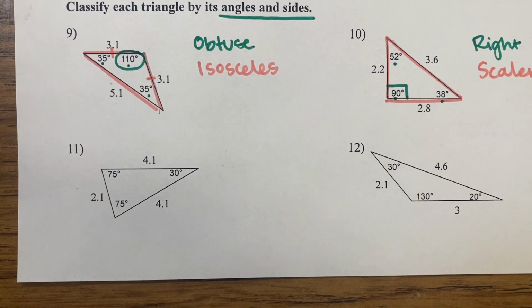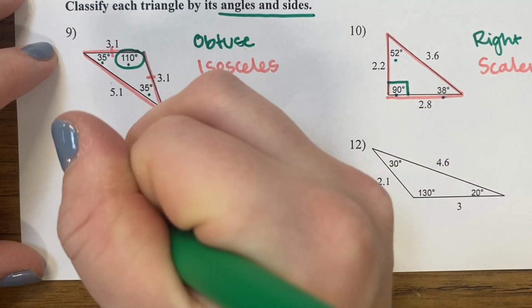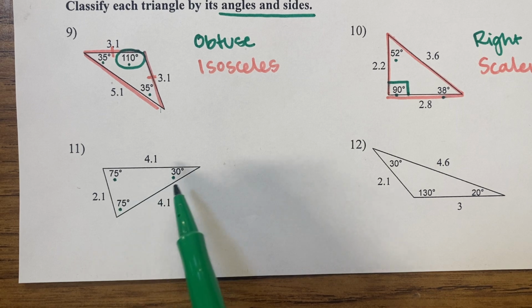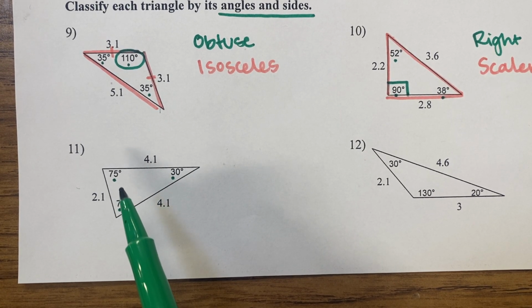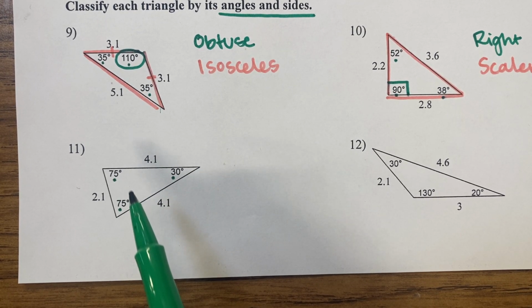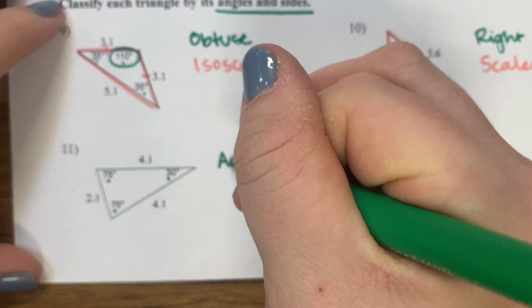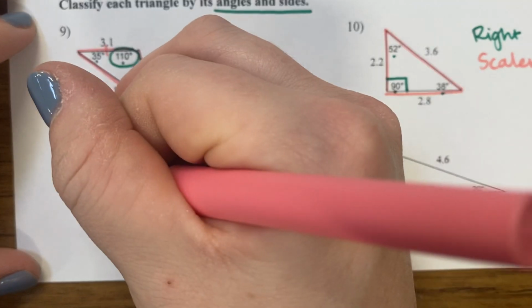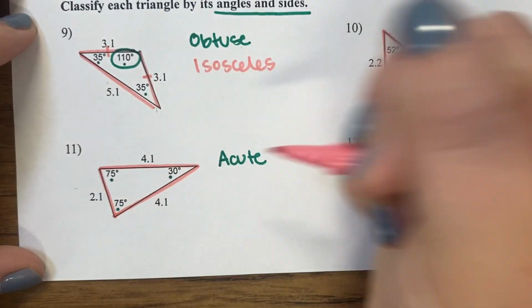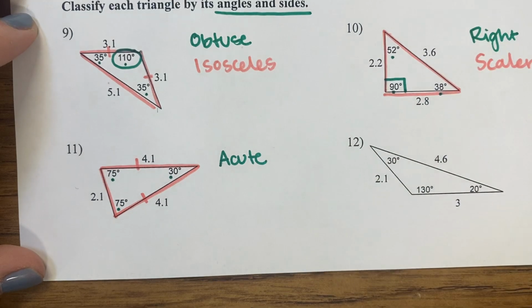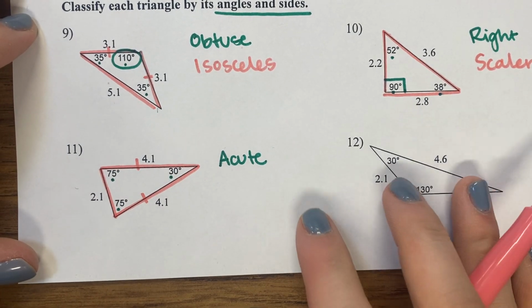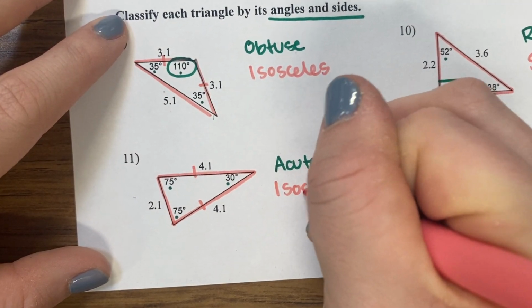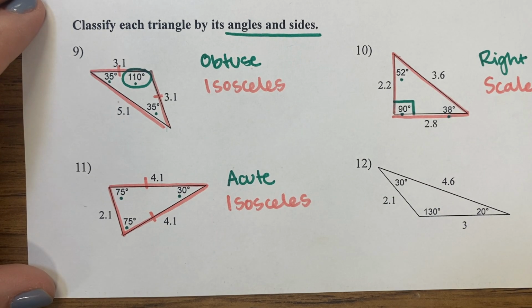Okay, number 11. Let's look at the angles first. I have 75, 75, and 30. I don't see a right angle, meaning there's no 90 degrees. I don't see any measures that are bigger than 90. But I notice all three of these angles are less than 90, right? 75, 75, and 30 are all less than 90. So we can classify this guy by its angles as acute. Now let's look at the sides. I have 2.1, 4.1, and 4.1. Well, I know that 4.1 is equal to 4.1, which means those two sides are equal to each other. And which definition is it when two of the sides are equal? Again, this would be an isosceles. So full classification, an acute isosceles triangle.